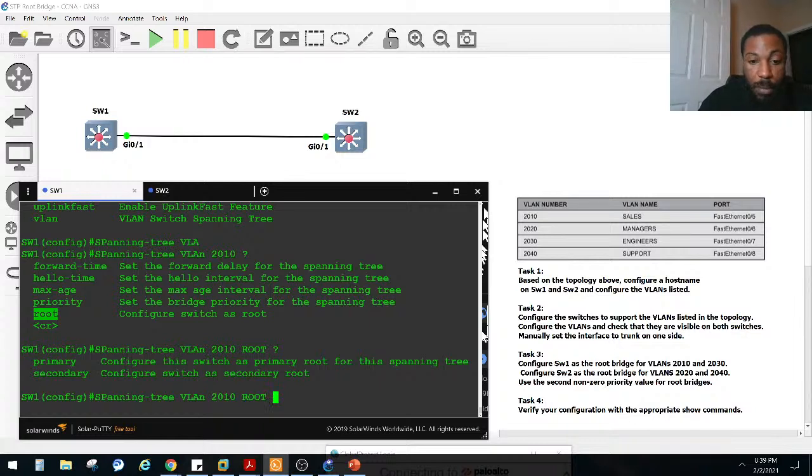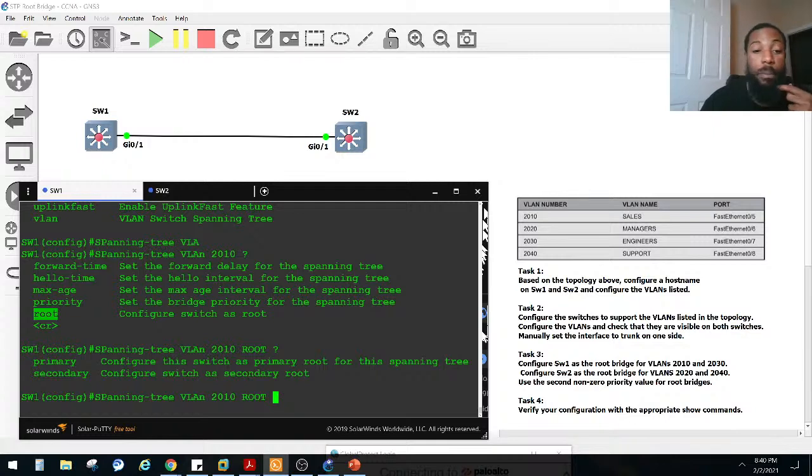Configure the switch as the primary root for the spanning tree. But see, here's the thing. They want us to use the second non-zero priority value for root bridges. So we don't want to just set it as the root with that. We want to set it using what's called the bridge priority number. So spanning-tree VLAN 10, priority, and so on.